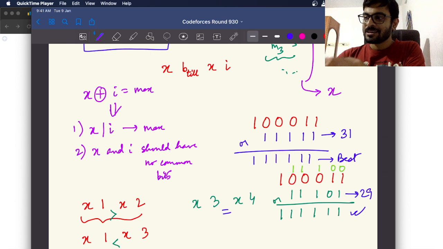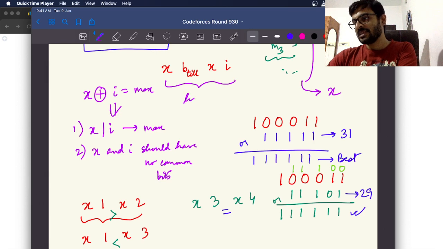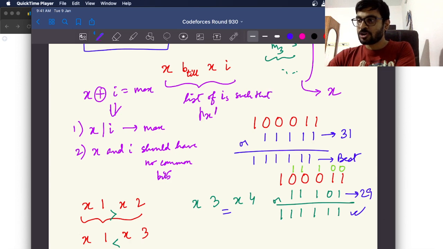Okay, for how many i's is my OR the best? I'll get the list of those i's for which my OR is the best. I'll get the list of those i's such that P of X or P of I is equal to maximum.